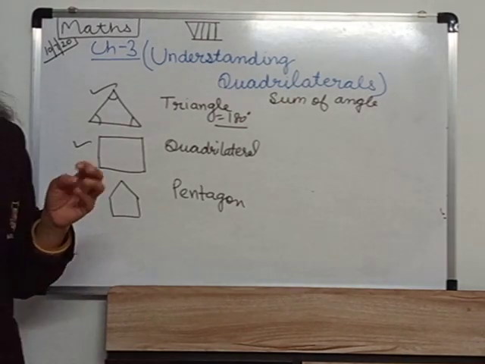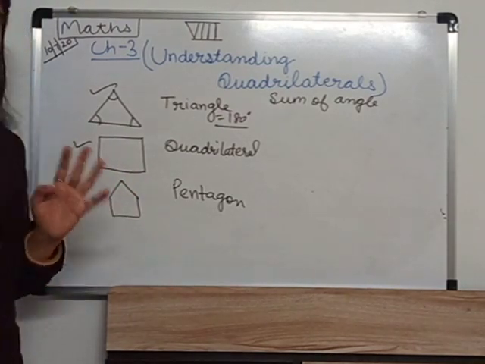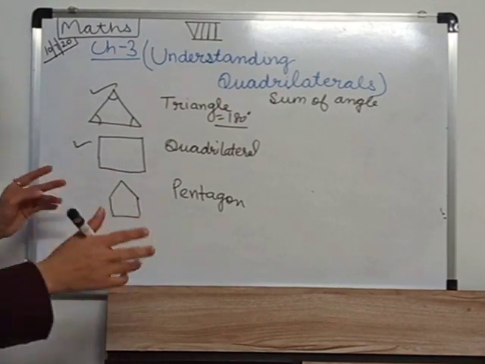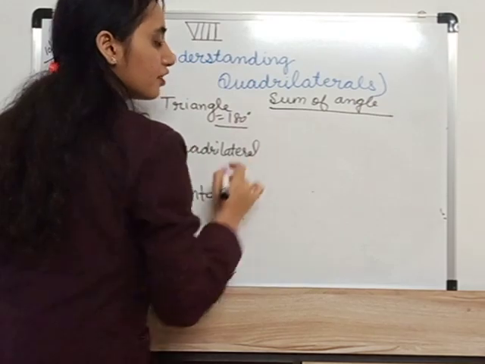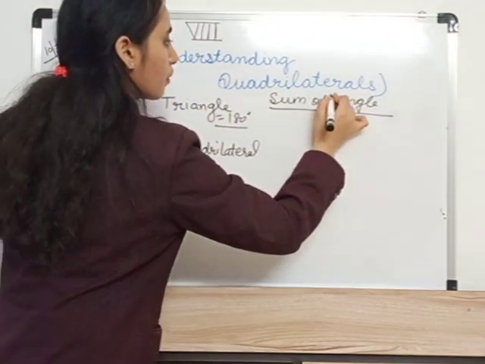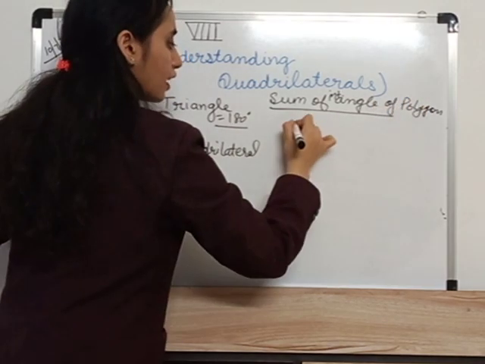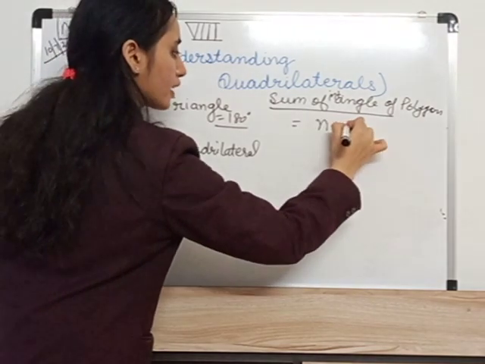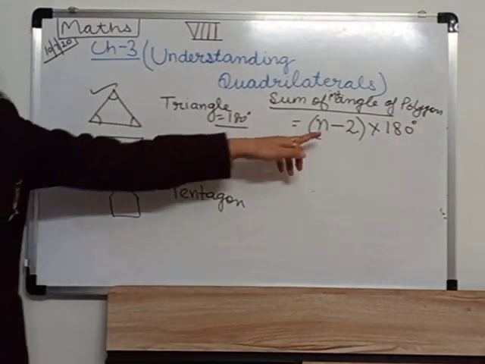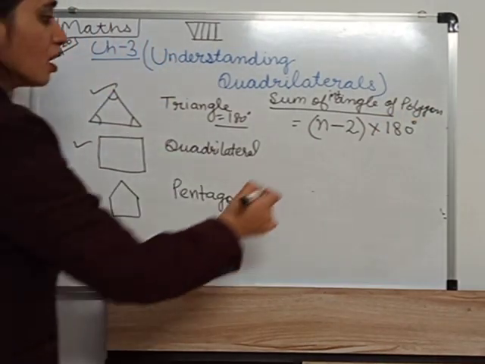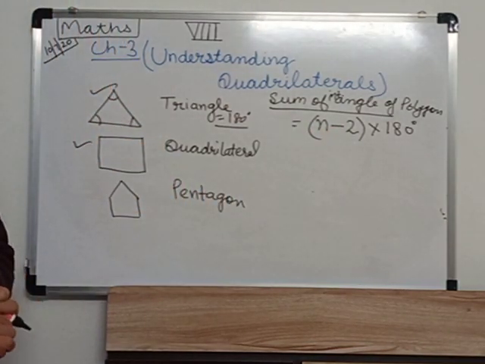If a polygon has 10 sides, we can find it very easily. If a polygon has 5 sides, we can also find the sum of the interior angles of that polygon. So the general expression for the sum of interior angles of a polygon is (n minus 2) multiplied by 180. Take n minus 2 in brackets. And what is n? n is the number of sides of that polygon.